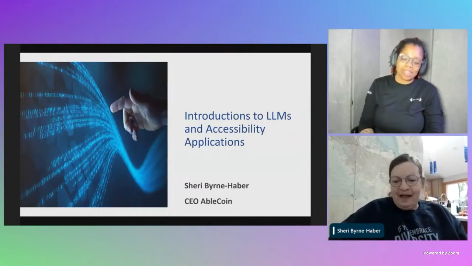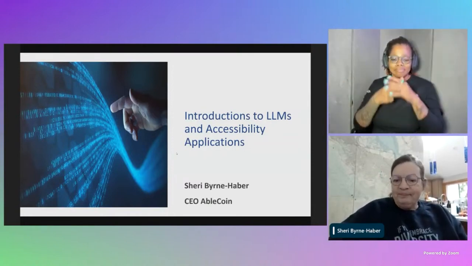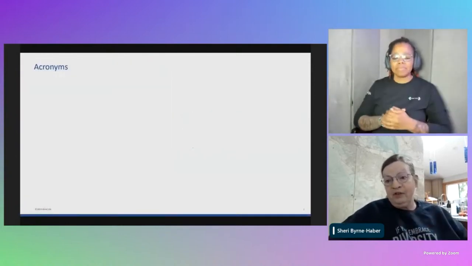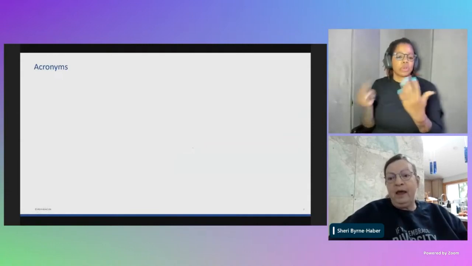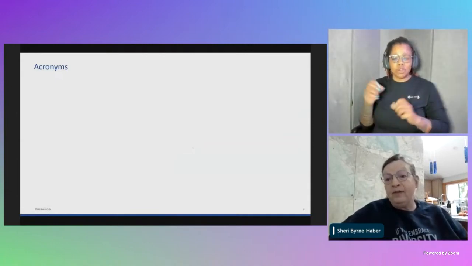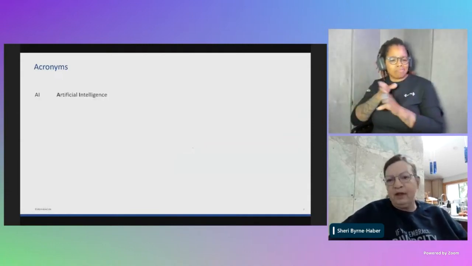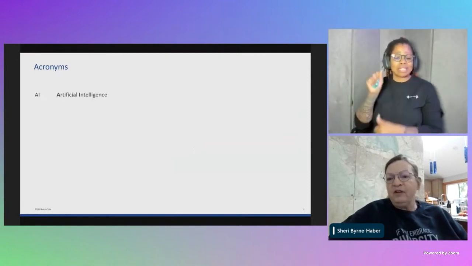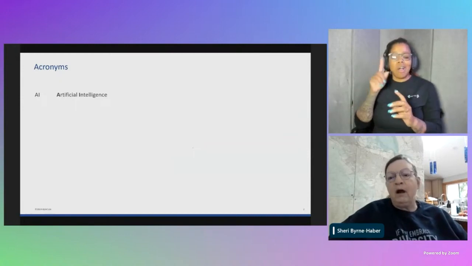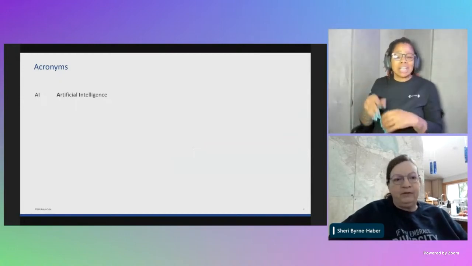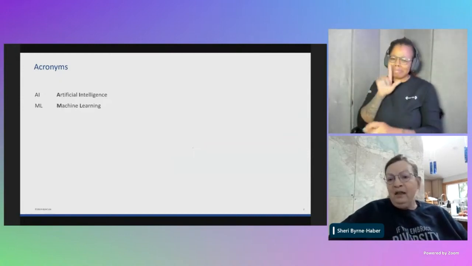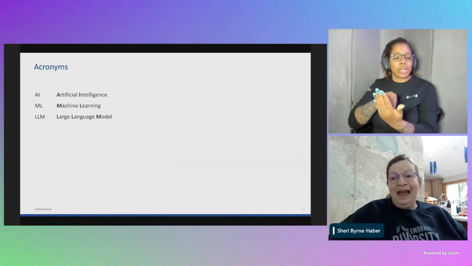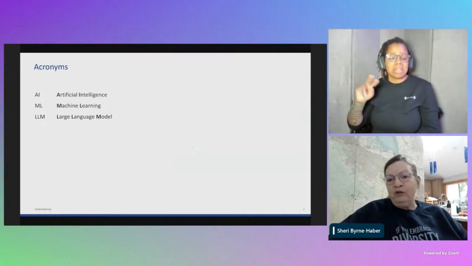So let's dive into it. All right, so first up, we're going to cover some acronyms so that people without backgrounds in this technology know what I'm talking about. First of all, AI is artificial intelligence. Unless you've been living underneath a rock, you've probably heard of that one recently. ML is the abbreviation for machine learning. LLM is for large language model.